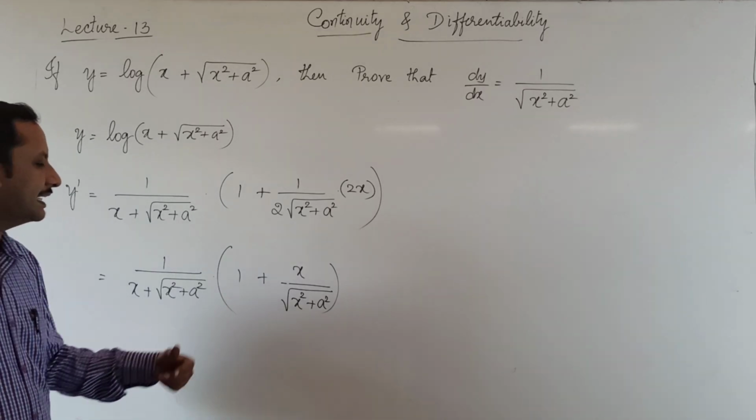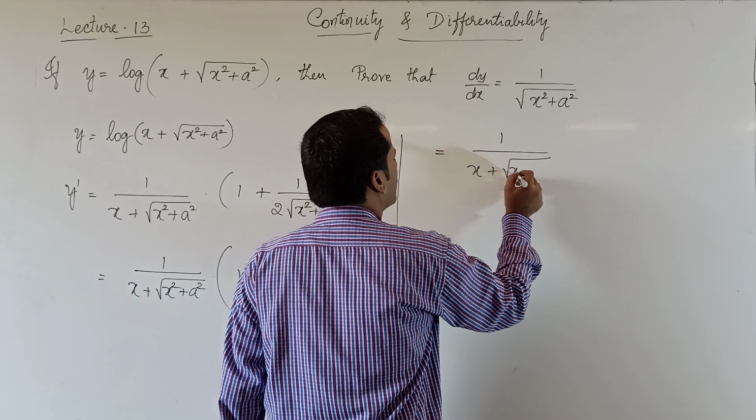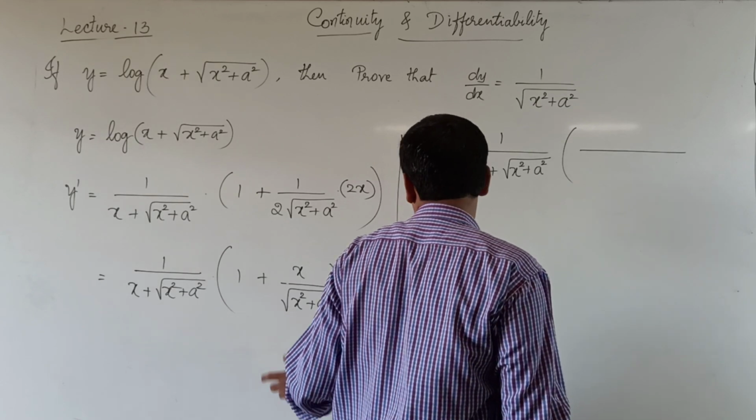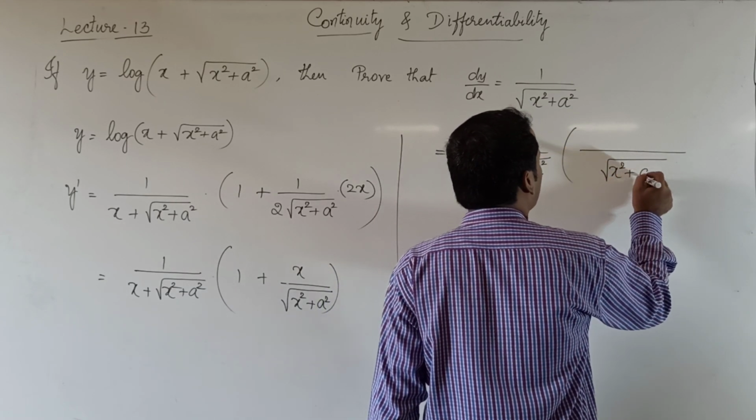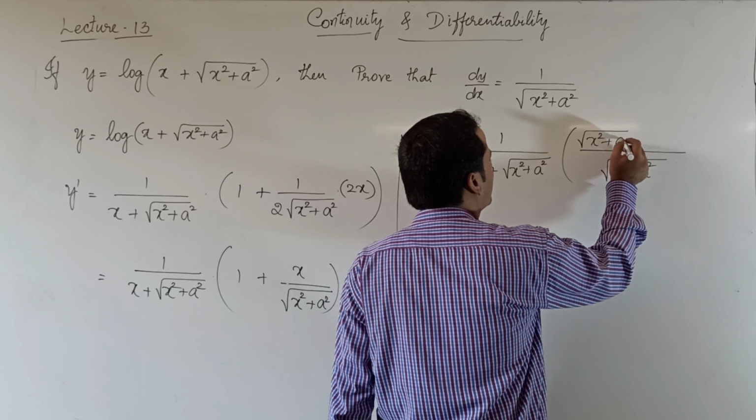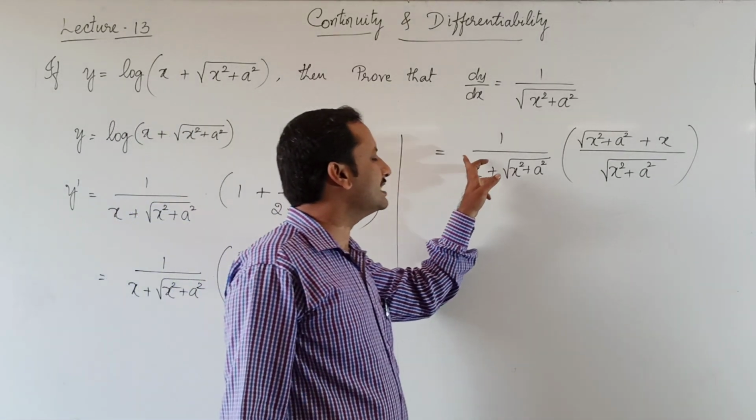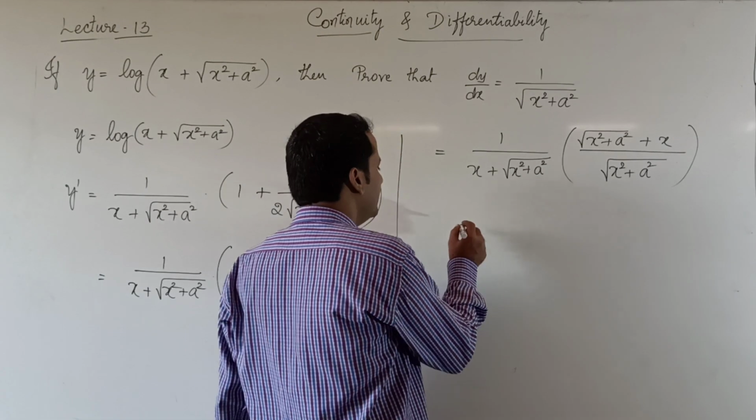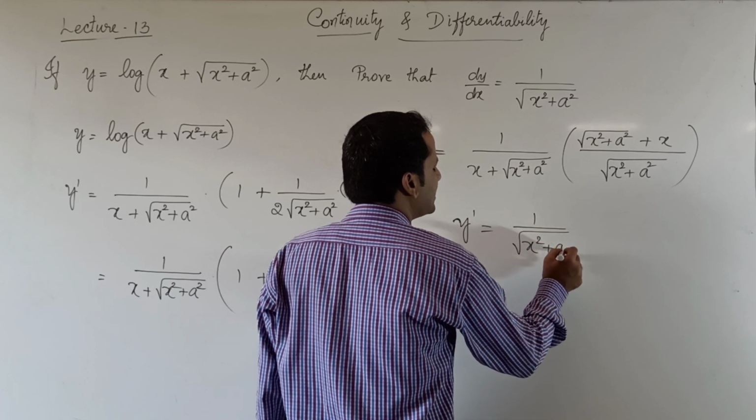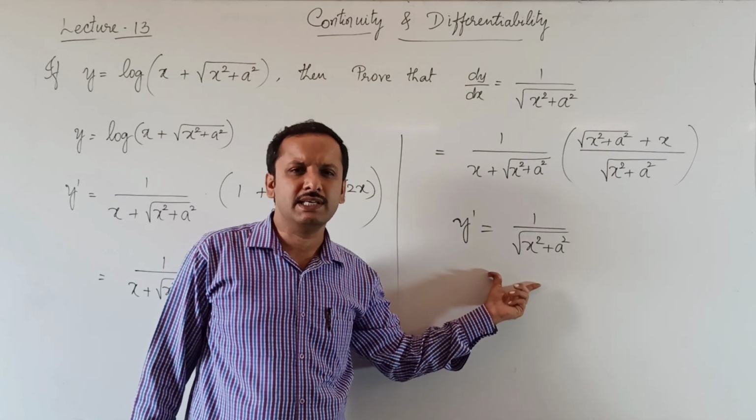Okay. Now I will take the LCM here. This is equal to 1 divided by x plus root of x square plus a square into, LCM is the square root of x square plus a square. In the numerator, we get root of x square plus a square plus x. So we can cancel this: x plus root of x square plus a square gets cancelled. So we get y dash is equal to 1 by root of x square plus a square. y dash is nothing but dy by dx, that's equal to 1 by root of x square plus a square.